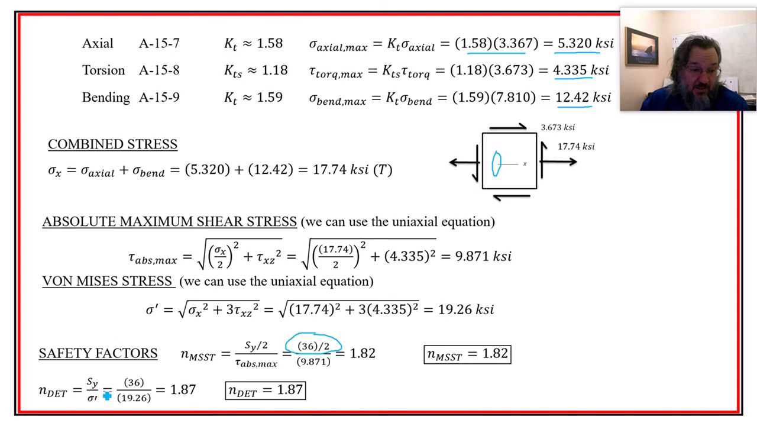Doing the safety factor for the distortion energy theory, we take the yield strength, divide it by the von Mises, and we get 1.87. And just as we would normally think, we are just a little off. They're just a little different from each other, and the maximum shear stress theory is less.